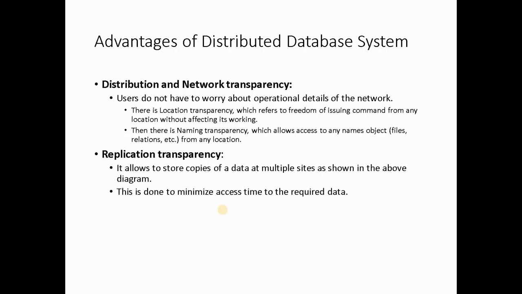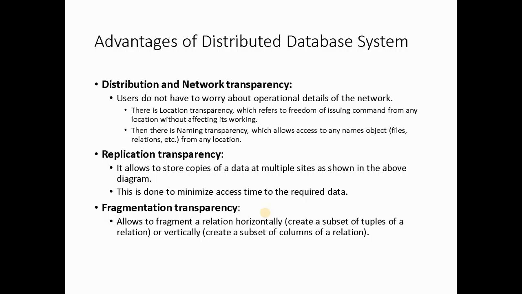Then replication transparency. Replication means, as I told you, you can have multiple copies of the same data. So it stores copies of the data at multiple sites, like the example we have seen. This is done to minimize the access time, because when you apply queries to a particular location, if the data is available in the same location, it takes less access time.